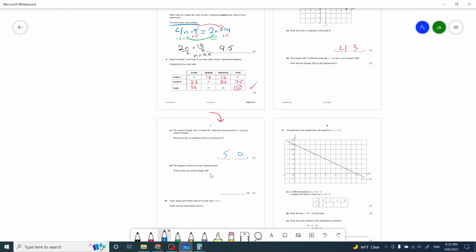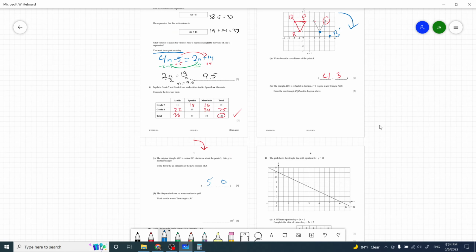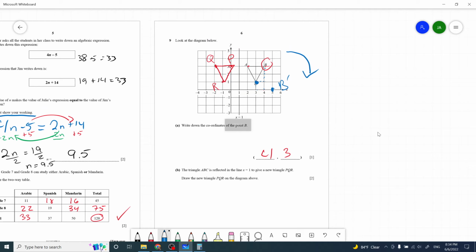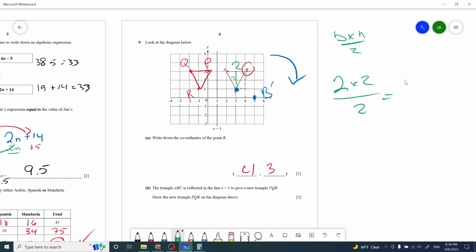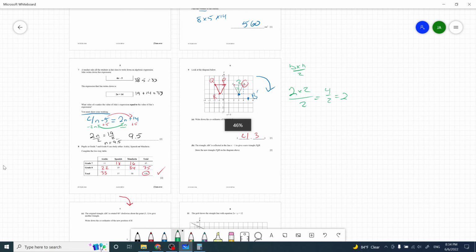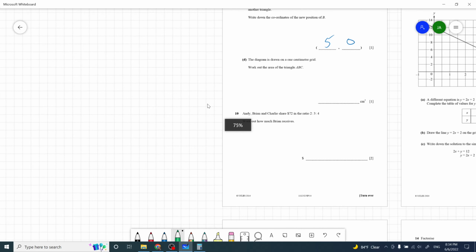And the diagram is drawn on a 1 centimeter grid. Work out the area of the triangle ABC. Wow, this is a very complete question. So let's take a look back up here. ABC. Let's find our flat area. We'll call this AB. This has a length of 2, right? So our base is 2. Our height, again, is also 2. And remember, our area of a triangle is base times height divided by 2. So we take 2 times 2 divided by 2. It's going to be 4 over 2, which is just 2. So the area of this triangle is just going to be 2 square centimeters.